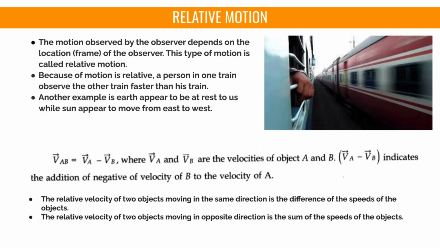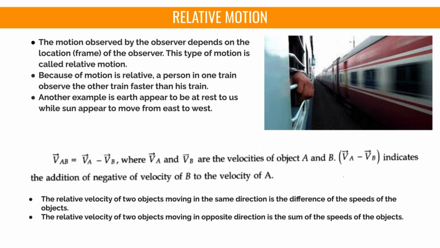Now comes an interesting concept called relative motion. The motion observed by a person depends on the frame or location of the observer. This type of motion is called relative motion. Imagine you are sitting in a moving train. Another train passes beside you. You may feel that the other train is moving very fast, even if both trains are moving at similar speeds. This happens because motion is relative.